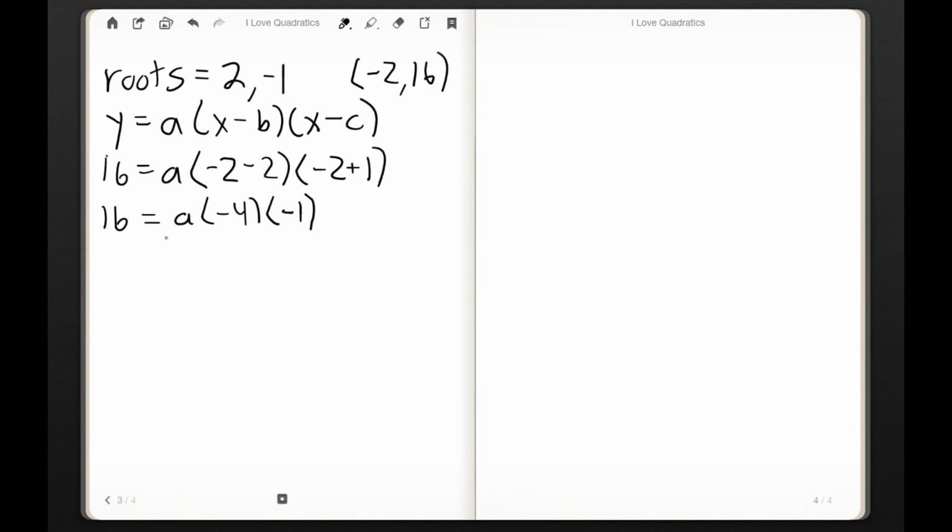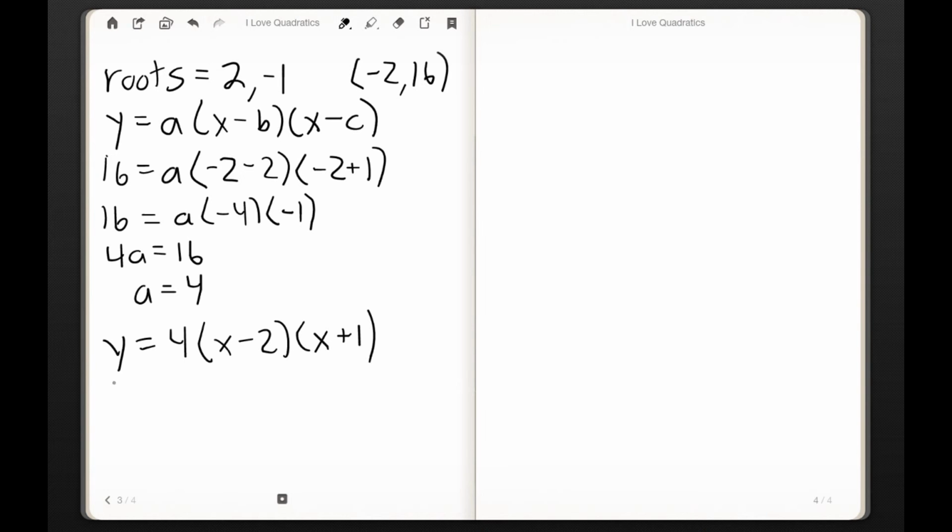And we simplify this out. We're going to get 4a equals 16. So a is 4. And so the final equation will be y equals 4 times x minus 2 times x minus negative 1, or x plus 1. In standard form, this is going to be 4 times x squared minus x minus 2. So 4x squared, minus x times 4, so minus 4x, minus 2 times 4 is minus 8.